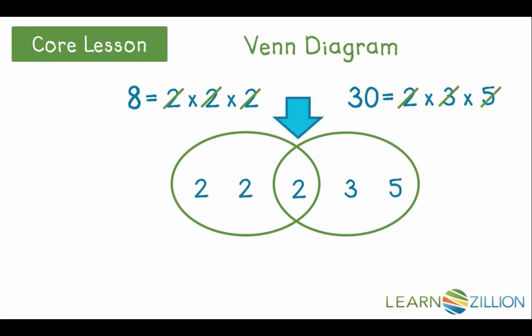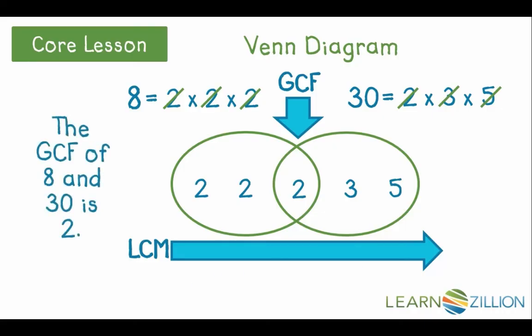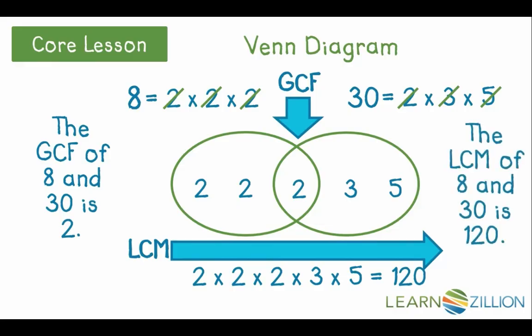When I look straight down the center, I know that that is my greatest common factor, or the largest factor that both numbers share. When I multiply straight across, I'm finding the least common multiple. So I have 2 times 2 times 2 times 3 times 5. That gives me an LCM of 120.